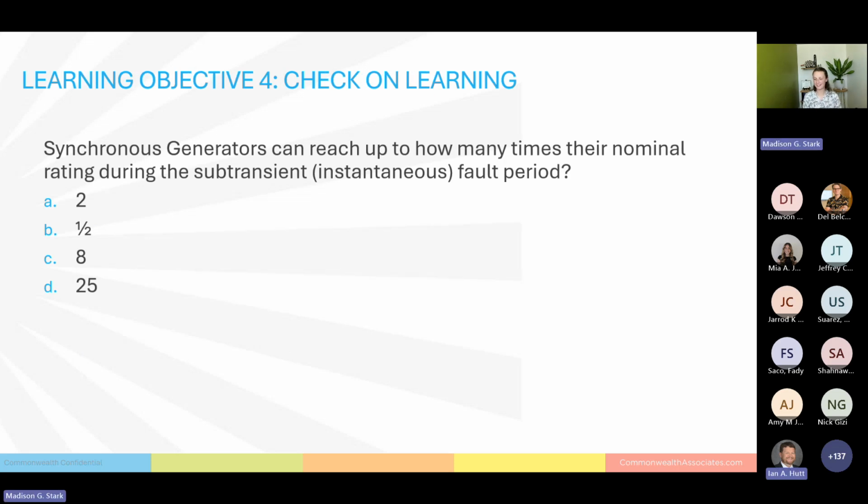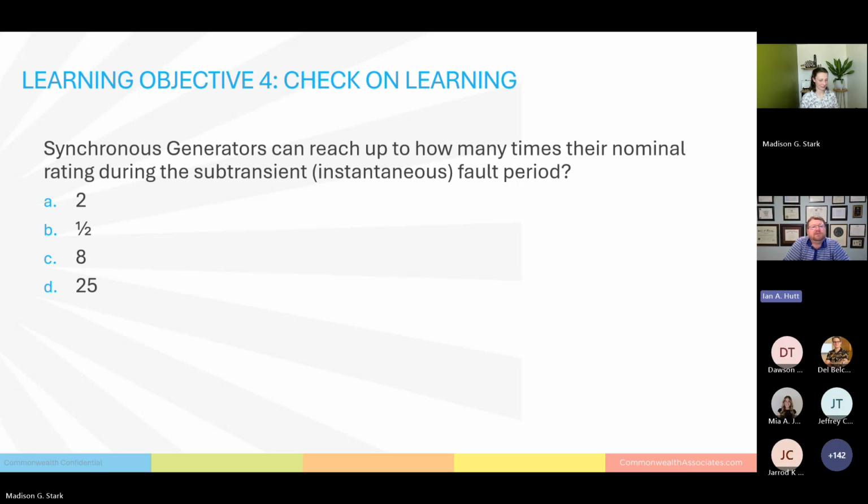Learning objective 4. All right. So synchronous generators can reach up to how many times their nominal rating during the subtransient or instantaneous fault period? Options are 2 times, 1/2 times nominal rating, 8 times, or 25 times. Select on the poll and hit submit.